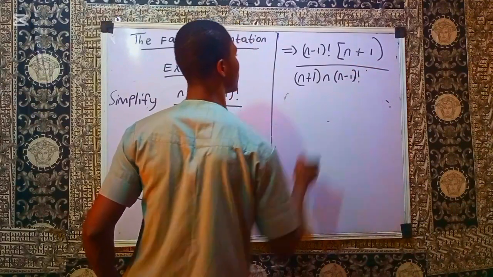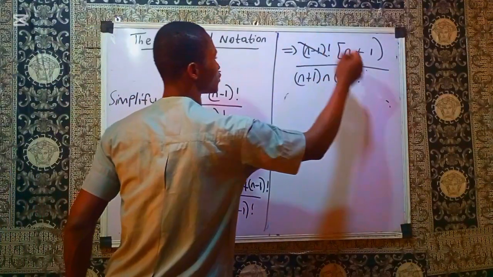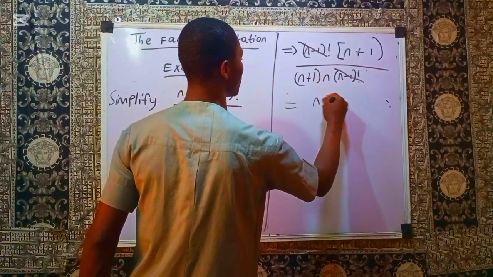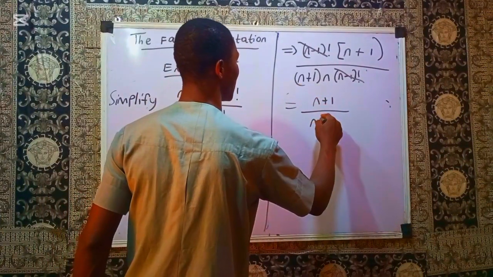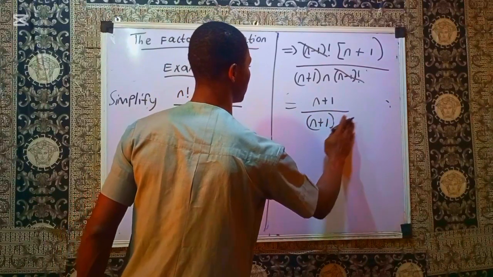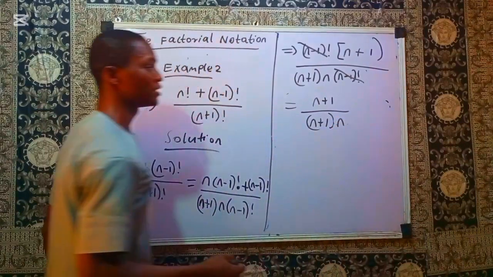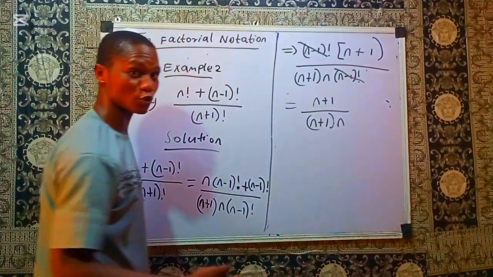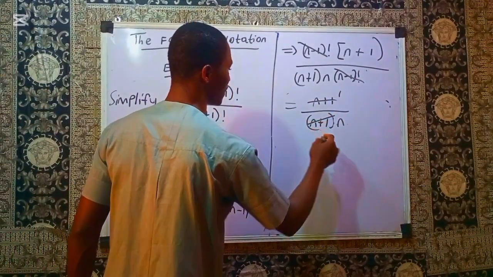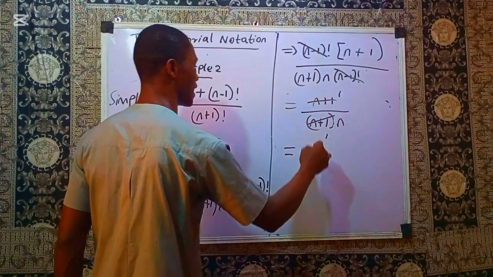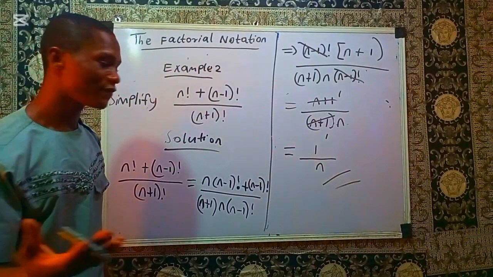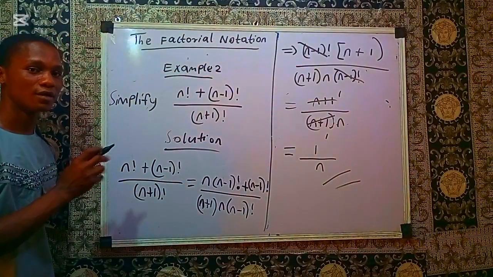So this is what we have. But clearly, n minus 1 factorial can divide n minus 1 factorial, right? So what you now have at the numerator is what? N plus 1. Then what you have at the denominator is n plus 1 multiply what? N. But if you look at this closely, something can still divide. N plus 1 can divide n plus 1, right? So n plus 1 divide n plus 1, I have 1. So what I have at the numerator is 1. Then 1 times n, I have what? N. So this gives us the final simplification of this expression.